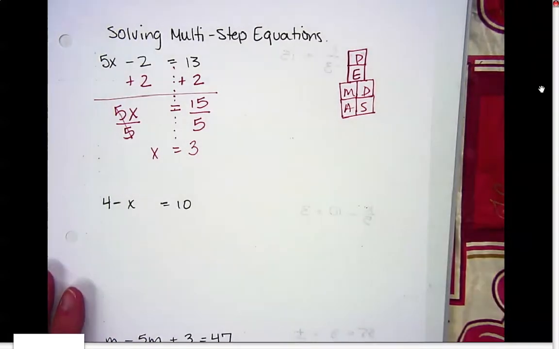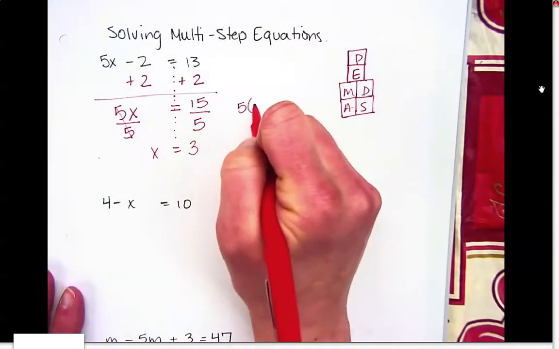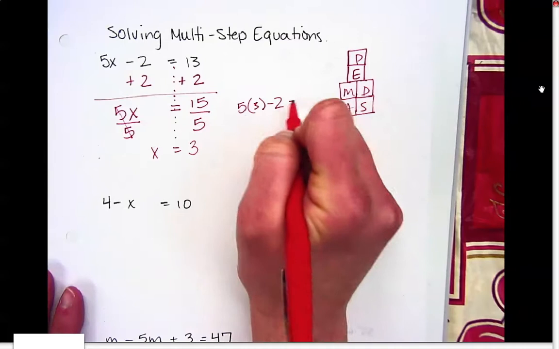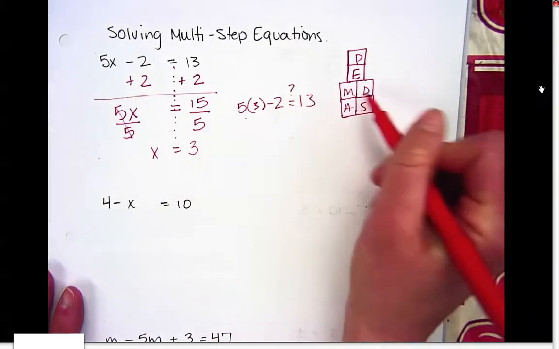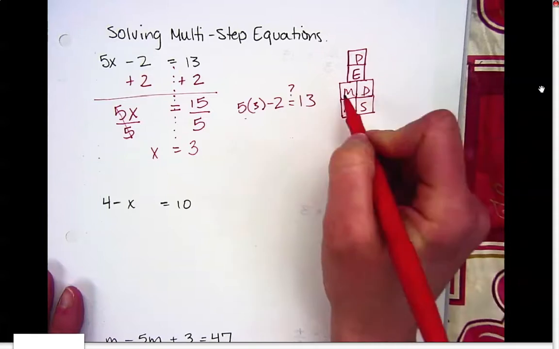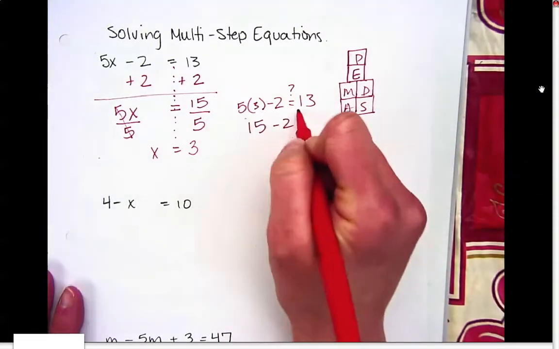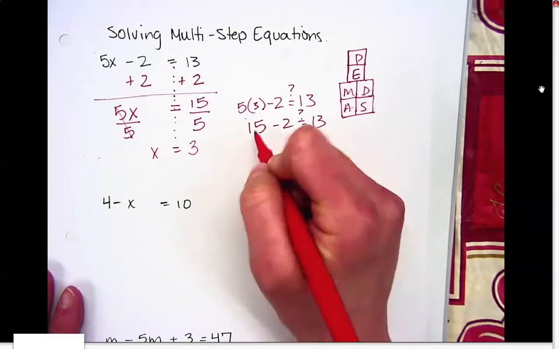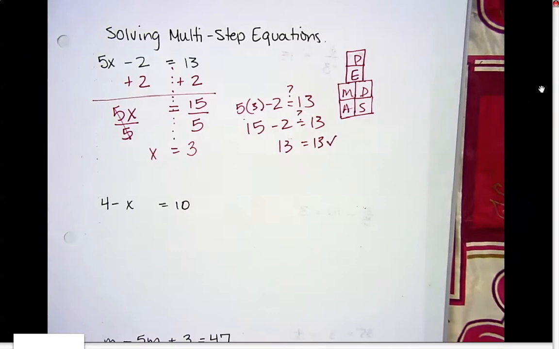I can now go through and check my work to see if this works and say, is 5 times 3 minus 2 equal to 13? Well, order of operations, I'm going to go in order now. I'm going to start with my multiplying. 5 times 3 is 15 minus 2. Is that 13? 15 minus 2 is 13, so yes, this does work. Let's take a look at the next one.